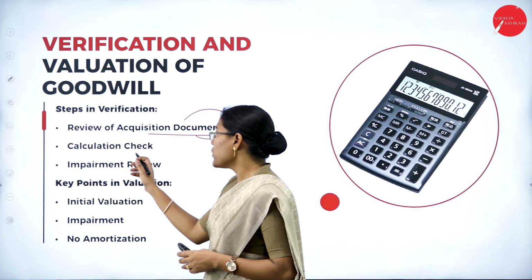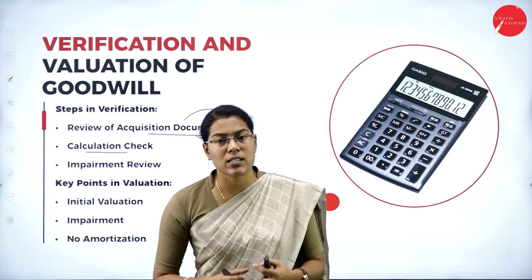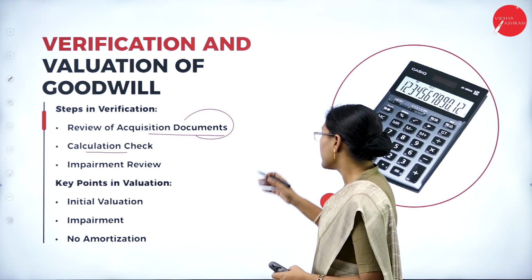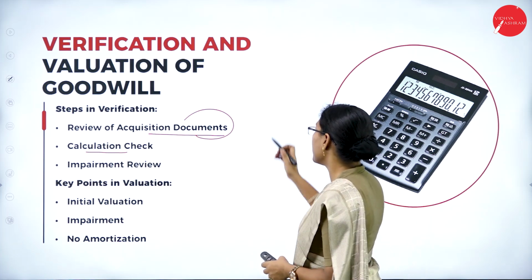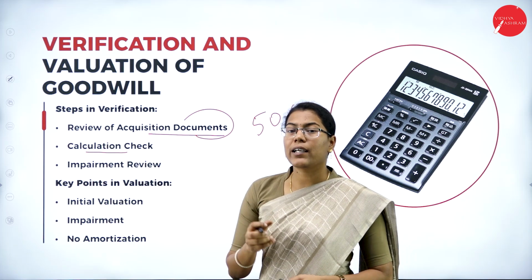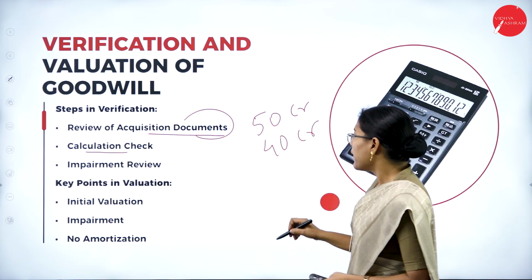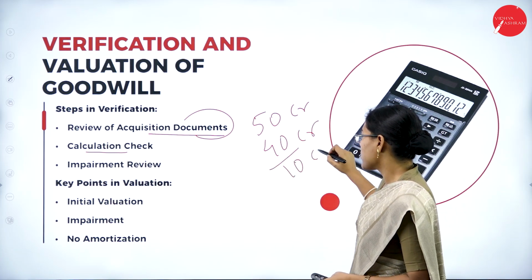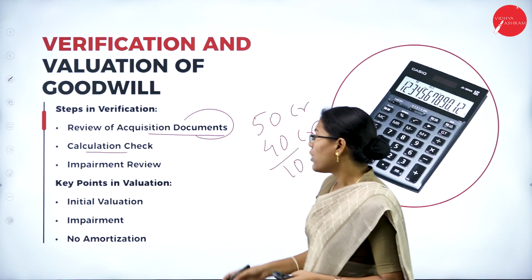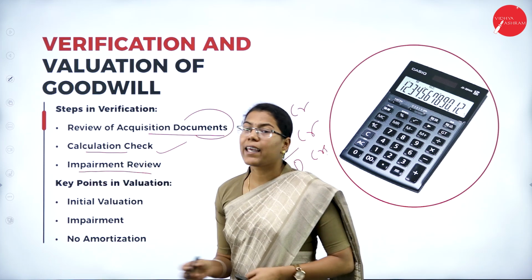Then he has to recheck the calculation of the goodwill. So what is the amount of goodwill that is calculated? Say for example, if company A acquires company B for 50 crores and the actual net value of the assets is 40 crores, then the remaining 10 crores can be the goodwill, or the value of the goodwill. So here, how the goodwill was calculated, then the auditor has to check for the impairment.